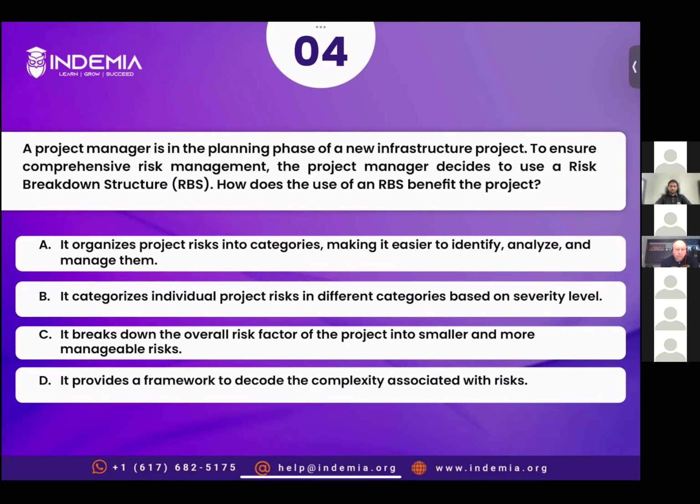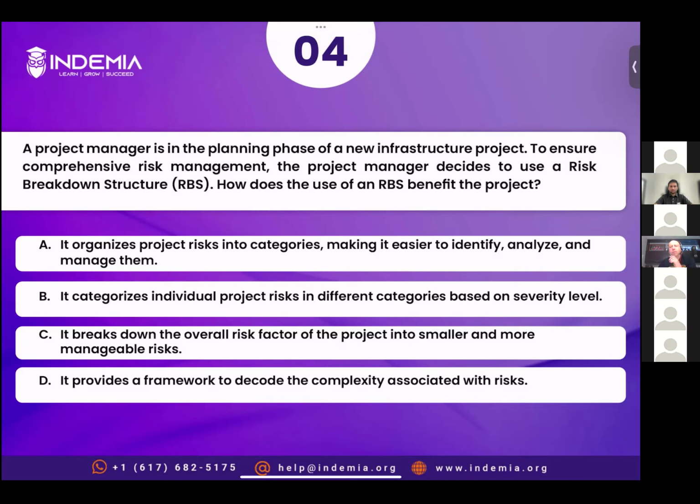So the risk breakdown structure, RBS, is the framework that we use to categorize risk in different categories, right? That is the definition of RBS, which is in option A. So the correct answer is option A. Option B says it categorizes individual project risks in different categories based on severity level. No, we develop RBS before we identify risks. So it just provides a list of categories so that when you identify risk, you can categorize them, right?